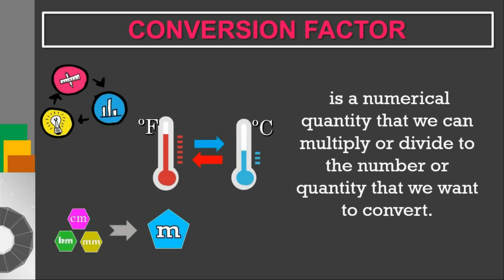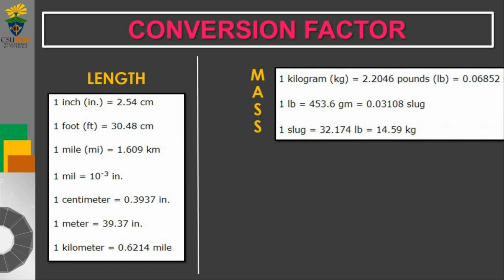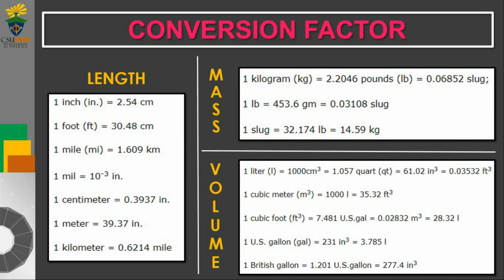In converting units, there is one thing that we need to always take note of. That is, the conversion factor. A conversion factor is a numerical quantity that we can multiply or divide to the number or quantity that we want to convert. Here are some conversion factors for length, mass, and volume. Please take note of these commonly used conversion factors, for they will come in handy in the future.